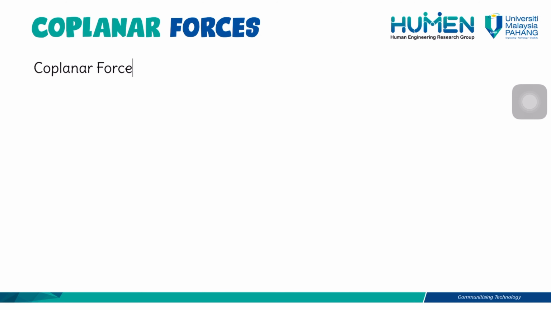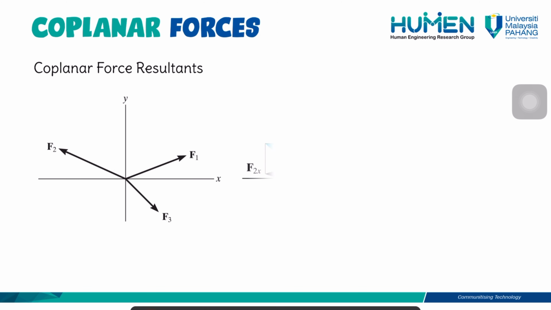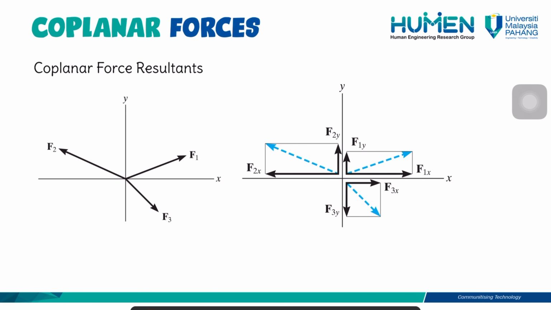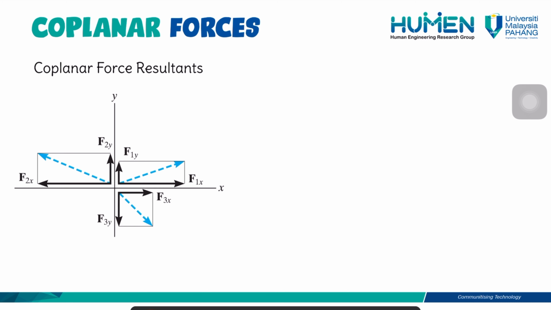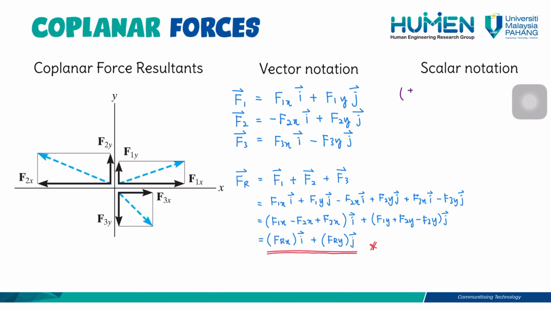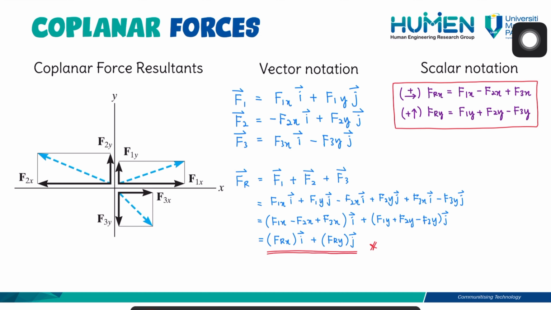Okay, and coplanar force resultants. Since we have three different forces, F1, F2, and F3, we have to resolve everything in the X and Y directions. You can combine all three forces into vector notation. While in scalar notation, it's easier because you only need to resolve everything into X components and Y components.